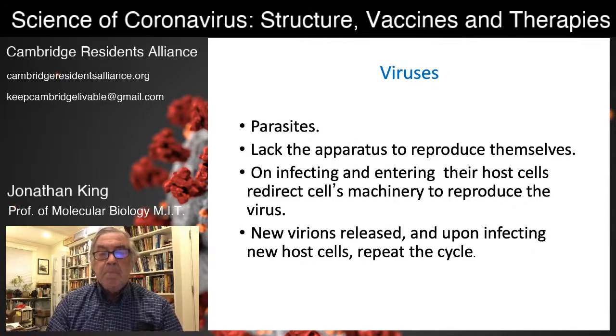Now, viruses are parasites. They can't reproduce by themselves out in the environment. They have to find a particular host cell, they infect the cell, and then inside the cell, they take over the cell's reproductive machinery and direct it to produce new viruses. And then the new viruses are released. Often the infected cells die. They find another cell, infect again, and the cycle repeats.